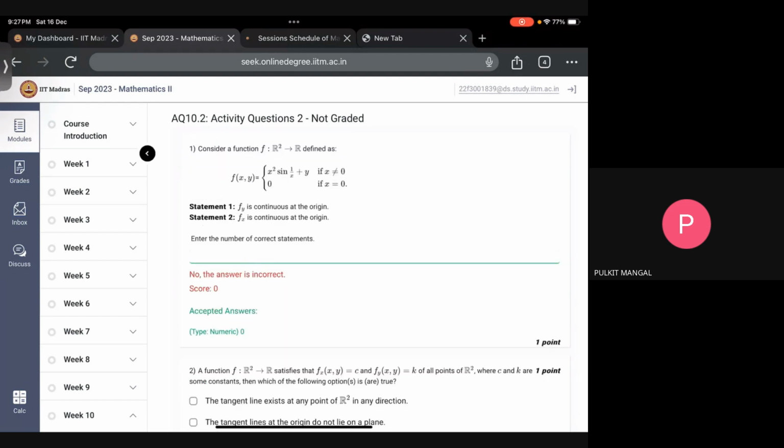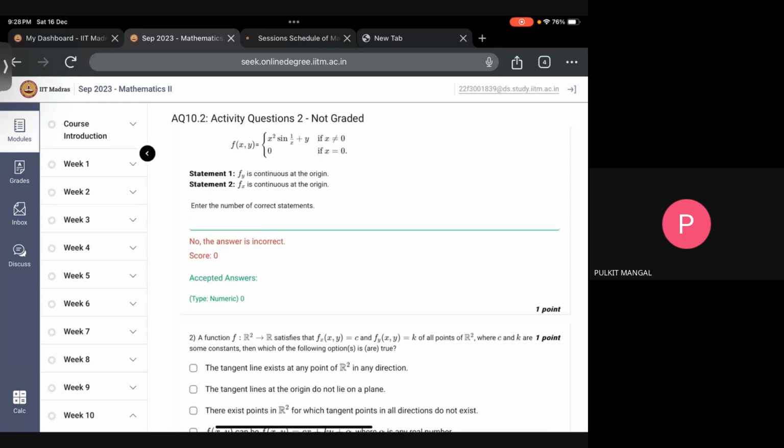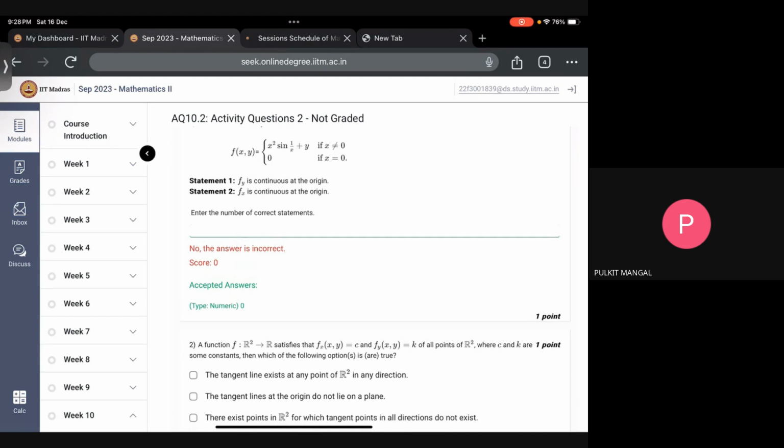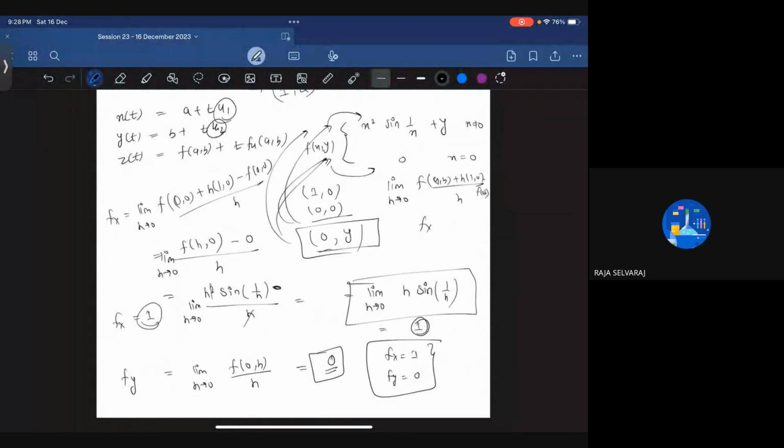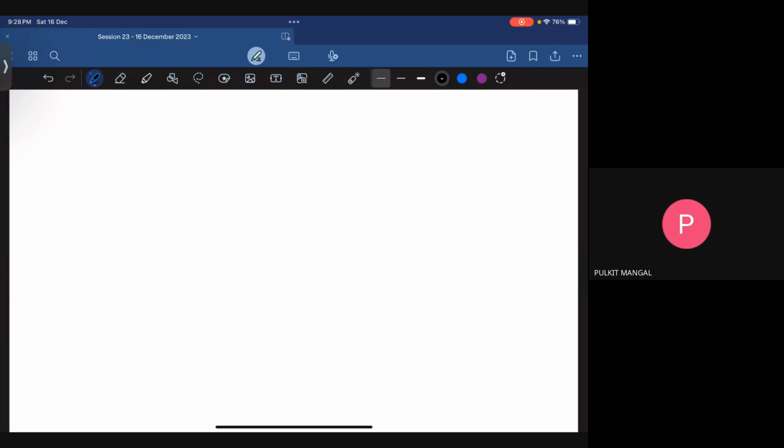Our function was f(x, y) equal to x squared sine of 1 by x plus y, when x is not equal to 0, and 0 when x is equal to 0. So we may need to find the full expression for fx in terms of x and y.